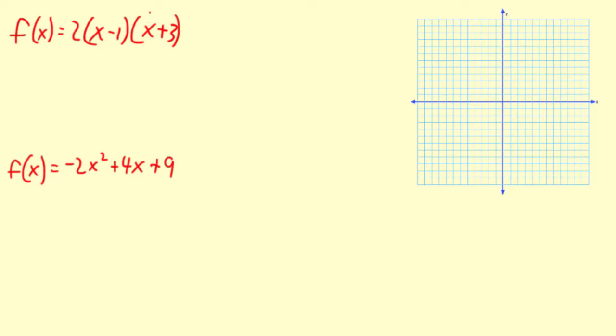So the big picture for this lesson is graphing quadratic functions, specifically in two different forms. Factored form, which is the first example shown here, and then standard form, which is the second example. Let's look at factored form first.